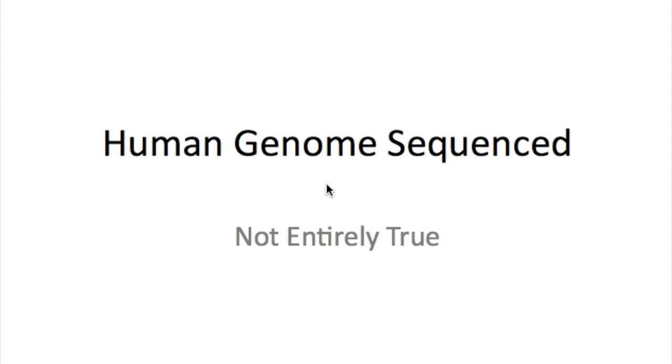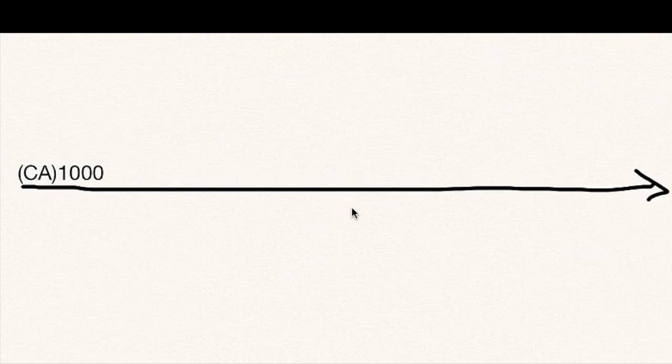To say that we have read the entire human genome is not entirely true, as there are some areas that are still in question due to their repetitiveness. Let's say a region of the genome is constituted by a CA that's repeated thousands of times. It's difficult to tell the length of such regions, no matter how advanced the sequencing technology is.